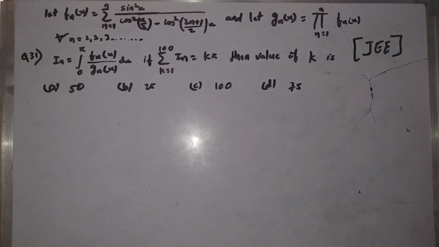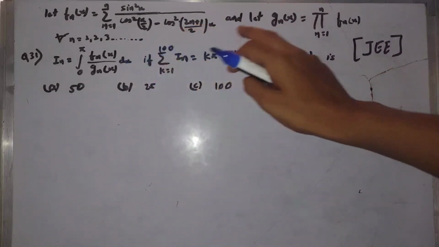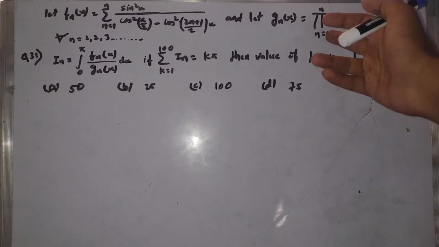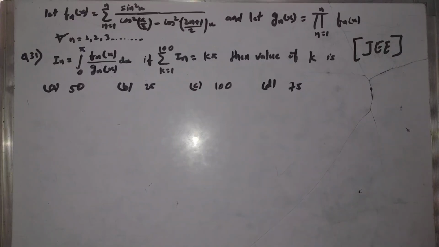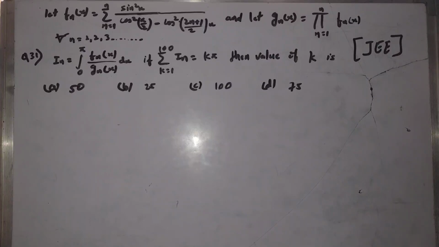We can see that there is a function fn that is defined, fn(x), as summation r equals 1 to n, and in the numerator we can see sin square x upon these things, and Gn is defined as product of continuous fr, where r is 1 to n, for all n belonging to 1, 2 and 3. Then In is defined as the integral from lower limit 0 to upper limit pi of fn(x) upon gn(x). So that's the question. Let's analyze this.